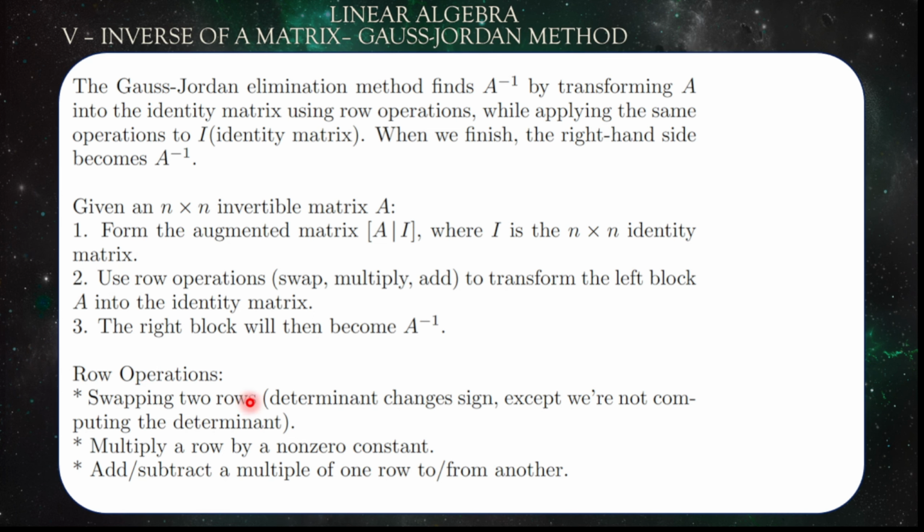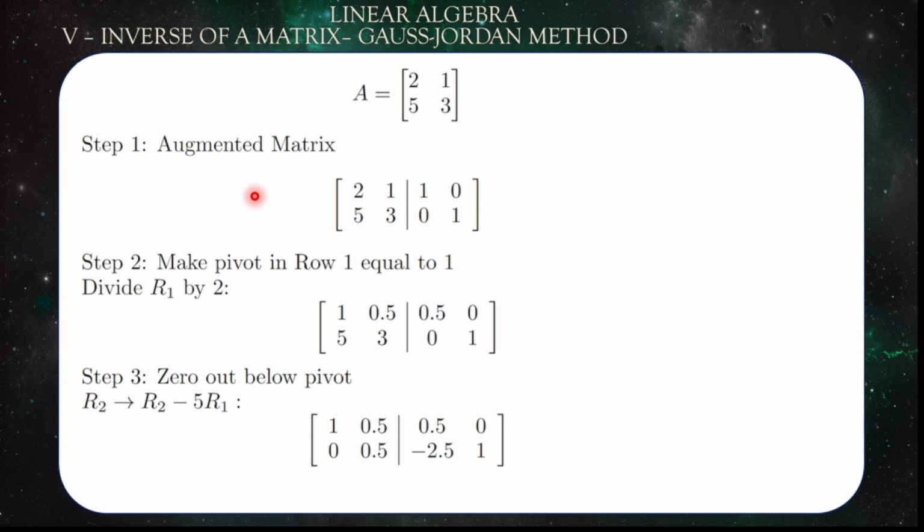Now, row operations. Swapping two rows changes the sign of the determinant, except we're not computing the determinant here, okay? We multiply a row by a non-zero constant, and we add or subtract a multiple of one row to or from another row. We will see how it plays out. So let's start with the first example.